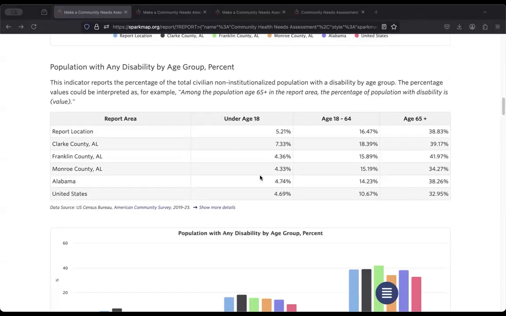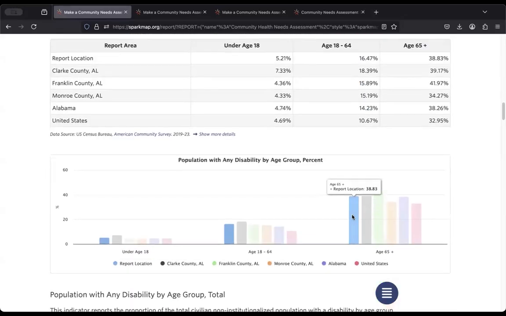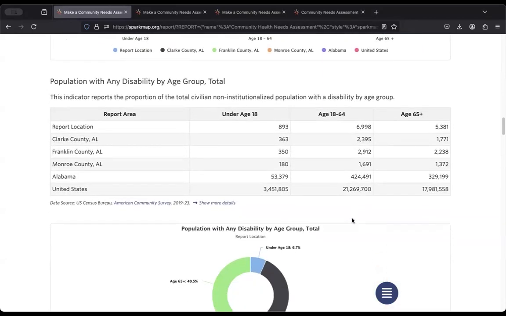And one thing that I want to mention is that sometimes folks get a little bit confused with some of these percentage tables. So we do have some very helpful text here in our stem sentence that says, for example, among the population age 65 and over in the report area, the percentage of the population with a disability is X, right? So as we're looking at these different age categories, it's not the overall population, right? It's of those folks age 18 to 64, about 16.5% of them have a disability. So that's some helpful ways to think about how we break these data down.